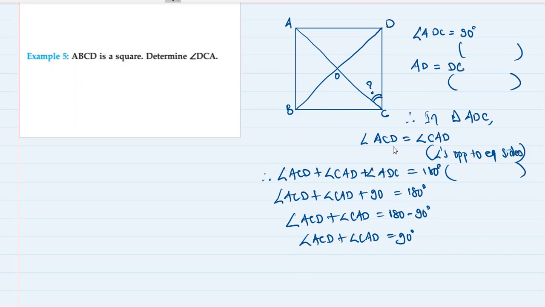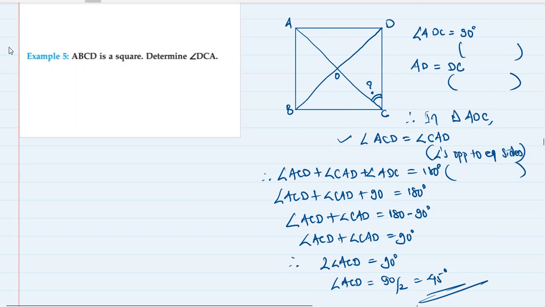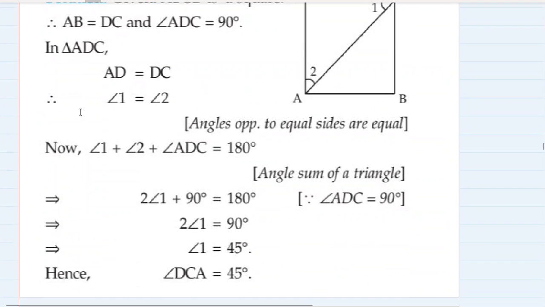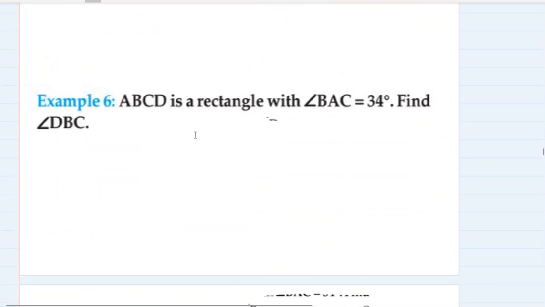Now ACD and CAD are equal. So we can say that 2 times angle ACD is equal to 90 degrees and angle ACD is equal to 90 by 2, which is 45 degrees. Angle ACD is 45 degrees. Let's check the answer. Okay, let's go to the next question.